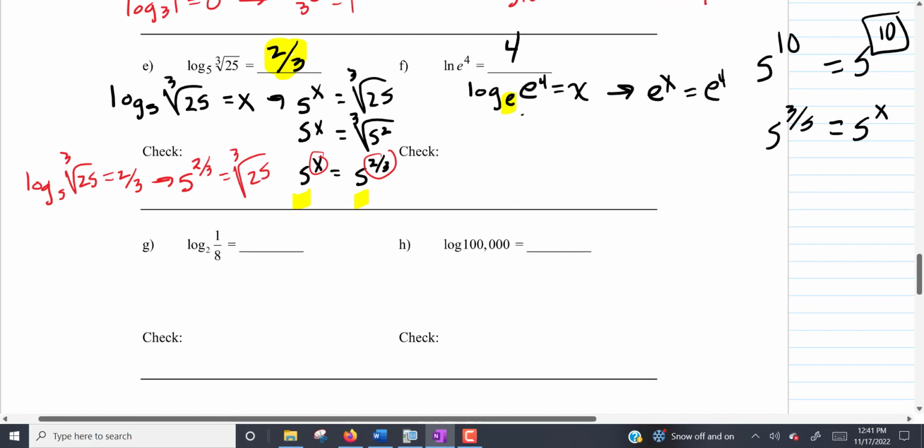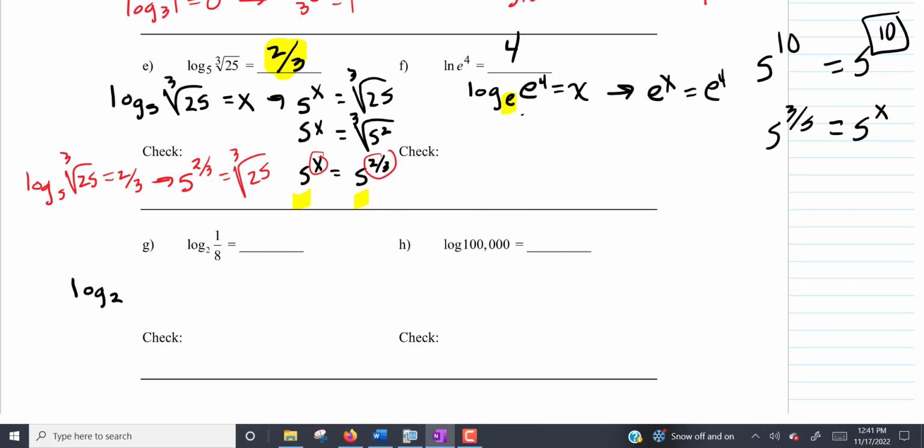Okay, let's go to the next one here. So this one, we're going to take the same approach. Log base 2 of 1/8 is equal to x. Okay, now write it in exponential form. So in exponential form, that's going to be 2 to the x equals 1/8. Now, I'm just going to throw it at you and see if anybody can figure it out. I don't know if you'll be able to or not. Any idea what you would raise 2 to get 1/8?